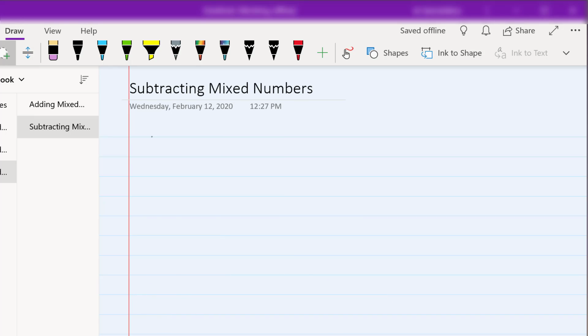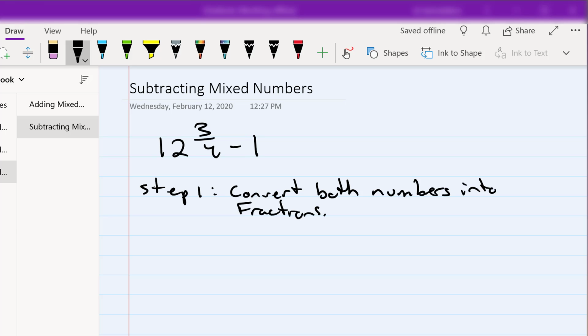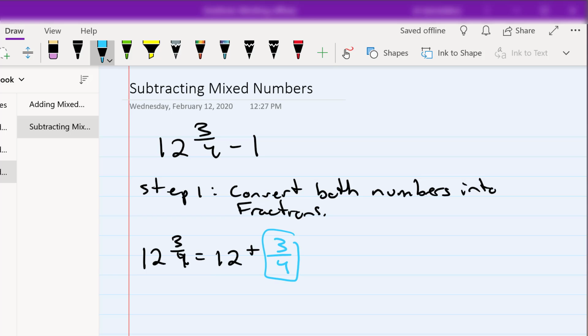Suppose I wanted to subtract two numbers, 12 3/4 minus 1. The first step is to convert both numbers into fractions. So how do we do that? We can rewrite 12 3/4 as 12 plus 3/4. So you have the fraction and the whole part.